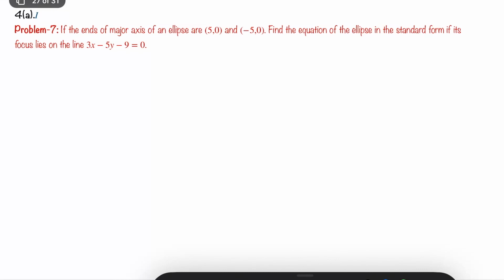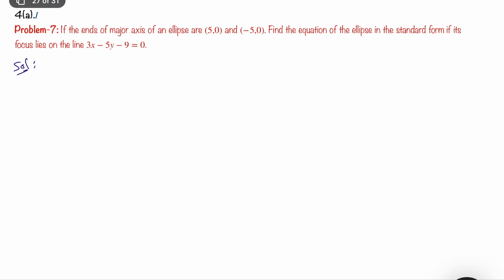Okay, problem 7. If the ends of major axis of an ellipse are 5, 0 and minus 5, 0, find the equation of the ellipse in the standard form if its focus lies on the line 3x minus 5y minus 9 equal to 0. Solution. First of all, we are looking for standard equation of the ellipse x square by a square plus y square by b square equal to 1.